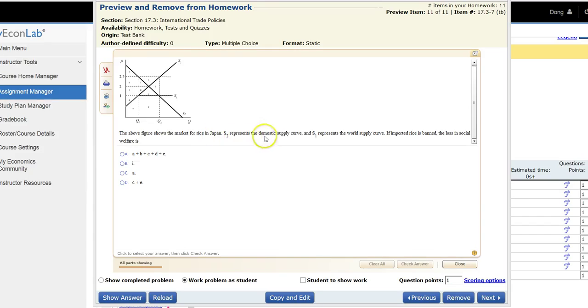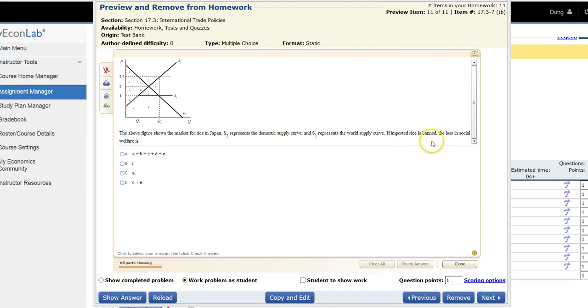S2 represents the domestic supply curve, and this is the upward sloping supply curve, and S1 represents the world supply curve. So the world supply curve actually is a horizontal line, and they have an intersection with the domestic supply curve at this point here. And if imported rice is banned, the loss in social welfare is.